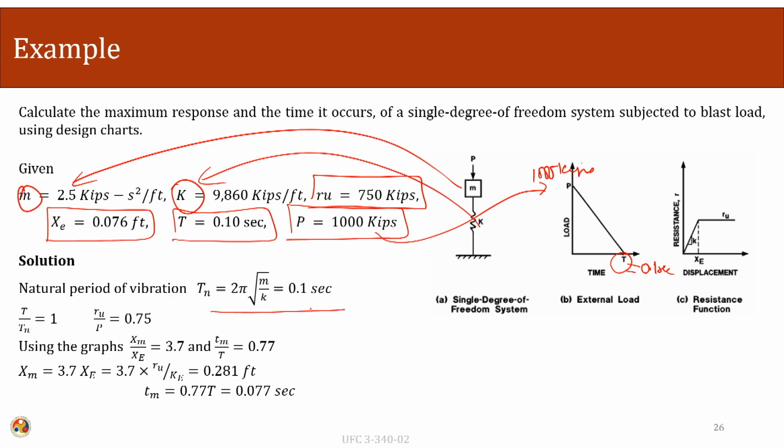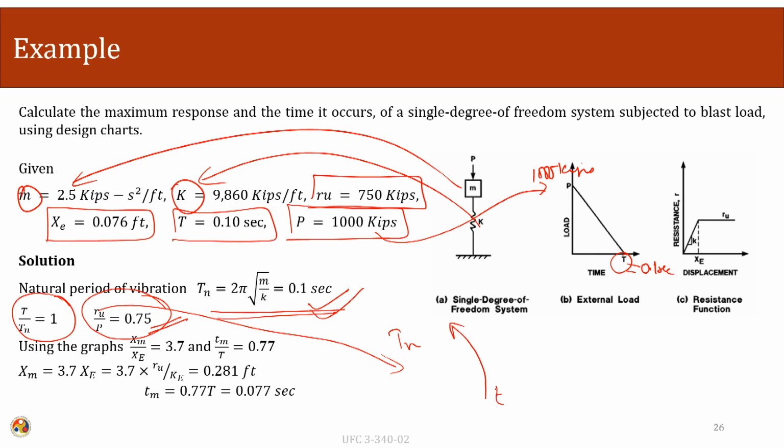First, what we need to do is calculate the time period of the system. So, we have calculated the time period of the system. After that, we calculate the ratio of t over Tn. Then we calculate the ratio of Ru over P. Remember, this quantity was of importance, because this ratio will determine the phase of the system, whether it is in the elastic phase, or in the elastoplastic phase, or it has gone into the plastic phase. So, what we do is we get the graph of the response of the system subjected to this type of loading.